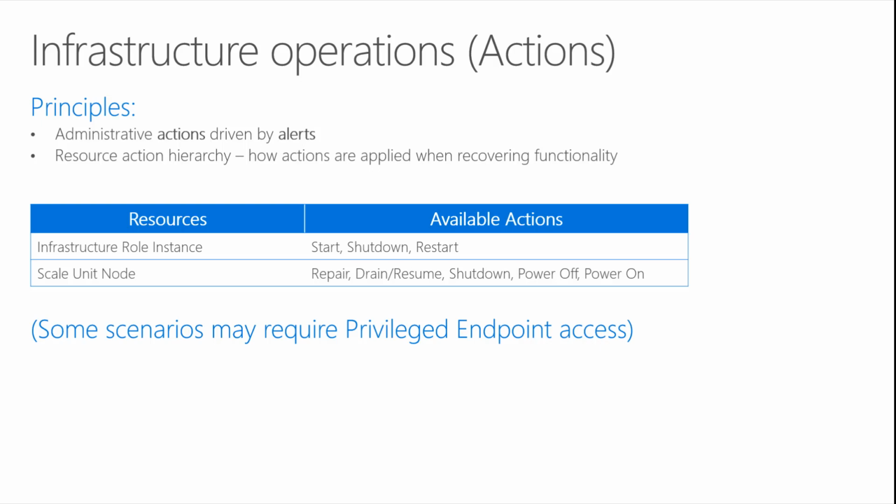And for the scale unit node, which is your individual servers in an Azure Stack integrated system, so if we have a 4-node system, we have 4 scale units, we can repair, drain, resume, shut down, or power on or power off that scale unit node. Some of these scenarios may require accessing the privileged endpoint, and documentation on accessing that privileged endpoint, or PEP, can be found at aka.ms/AzureStack/PEP.